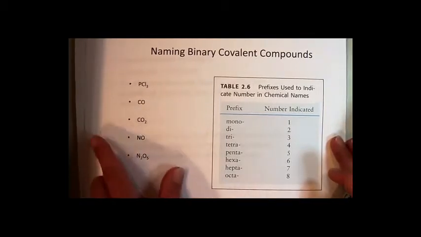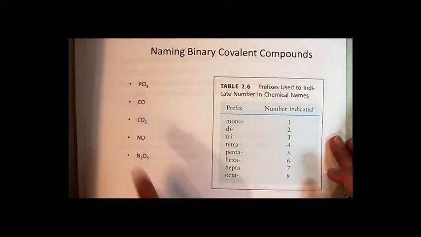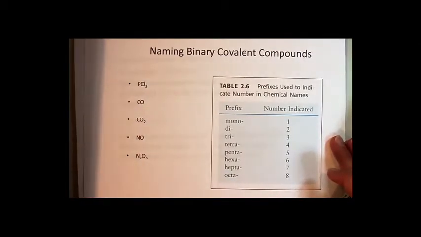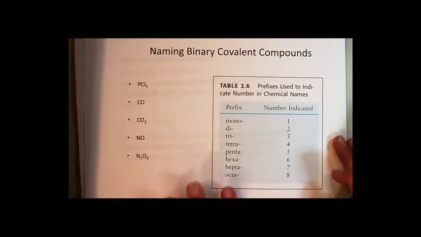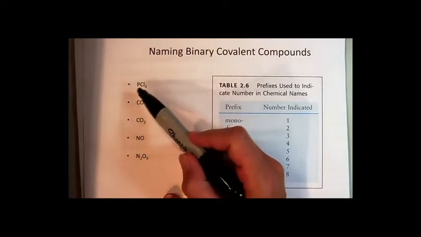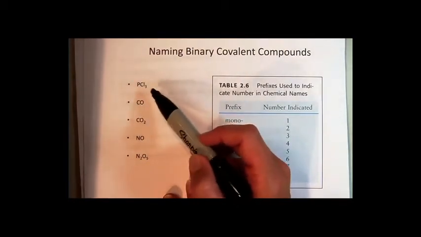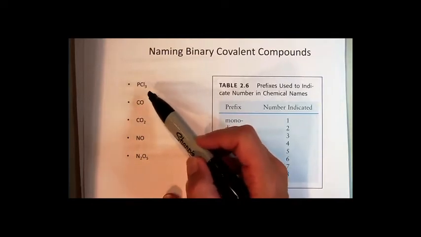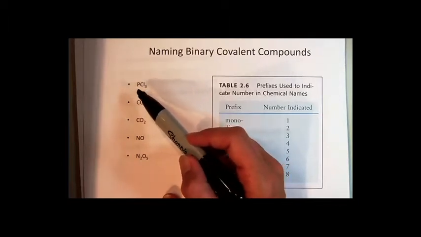For example, there's phosphorus and chlorine. That's binary. There's two different elements. And the way we name these covalent compounds, first of all, we recognize them as a covalent compound. You look at the two elements, you look at the periodic table, and you recognize phosphorus is a nonmetal, chlorine is a nonmetal. This must be a covalent compound. I need to use the naming system for covalent compounds to name this.